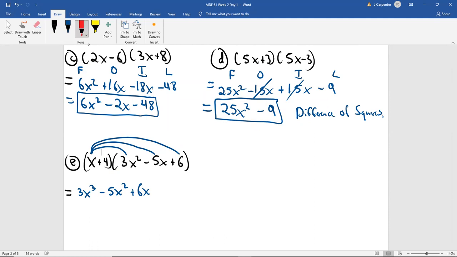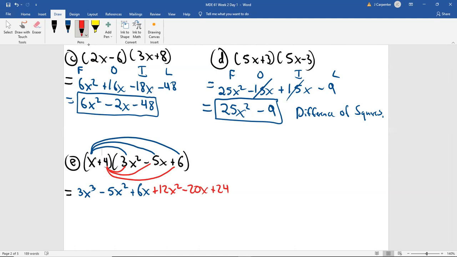But then I have to distribute the 4 to everything in the second parentheses. Think of the first parentheses as your deck of cards and the second parentheses as your players. You have to give all the cards to all the players. So you get a 4 times a 3x squared, so plus 12x squared. A 4 times a negative 5x, which will make a minus 20x. And a 4 times a 6, which is a plus 24.